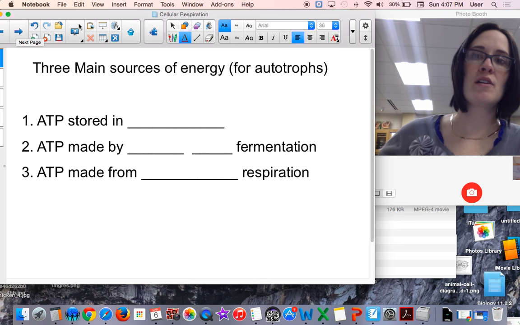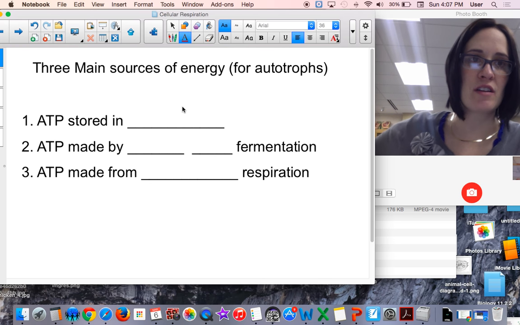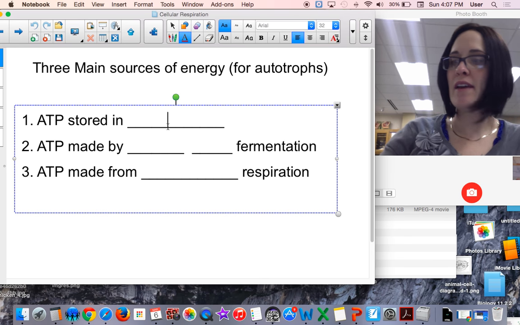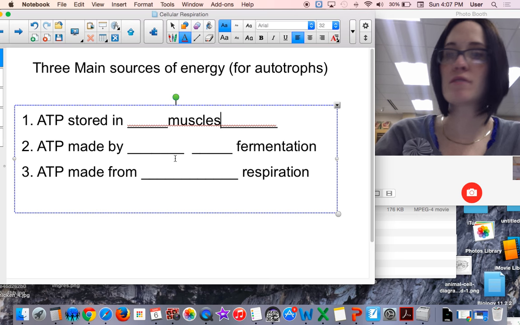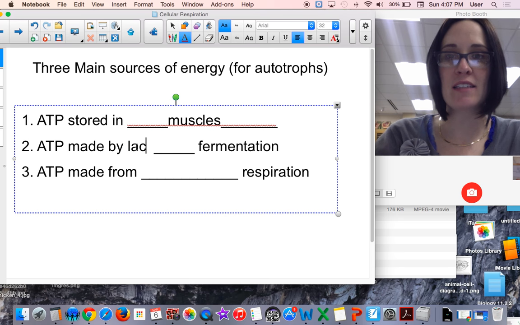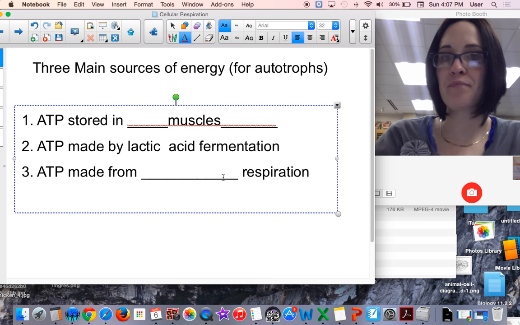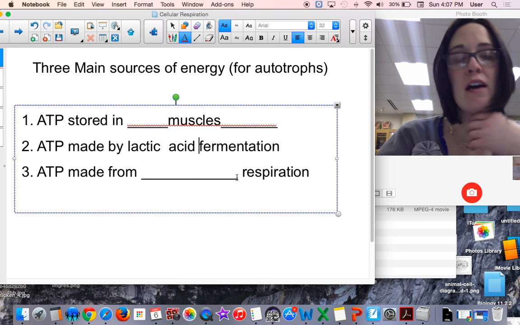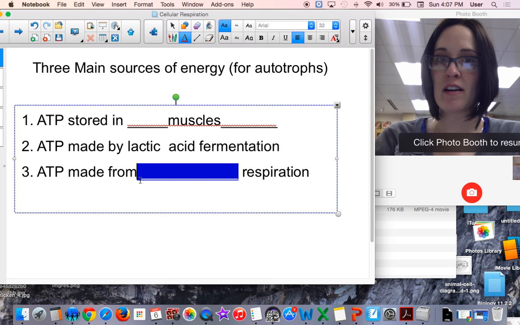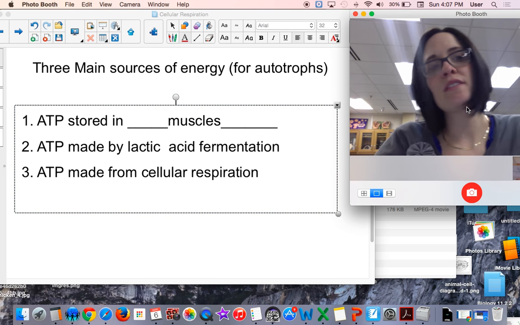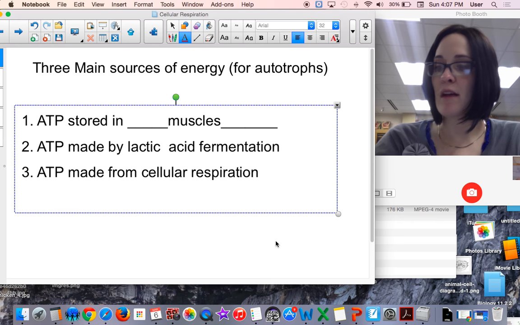Okay, so we know we need energy. There are 3 main sources of energy for us as autotrophs. We have ATP that's stored in our muscles, kind of a waiting reserve to be used. We also have ATP made by something called lactic acid fermentation, which I'll talk more about in a little bit. We also have the ATP made from cellular respiration that I just got done talking about, those 3 steps to produce that amount of ATP.